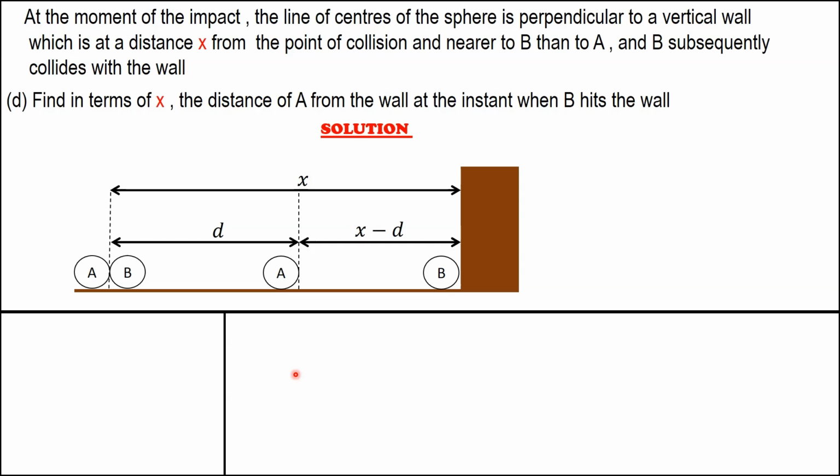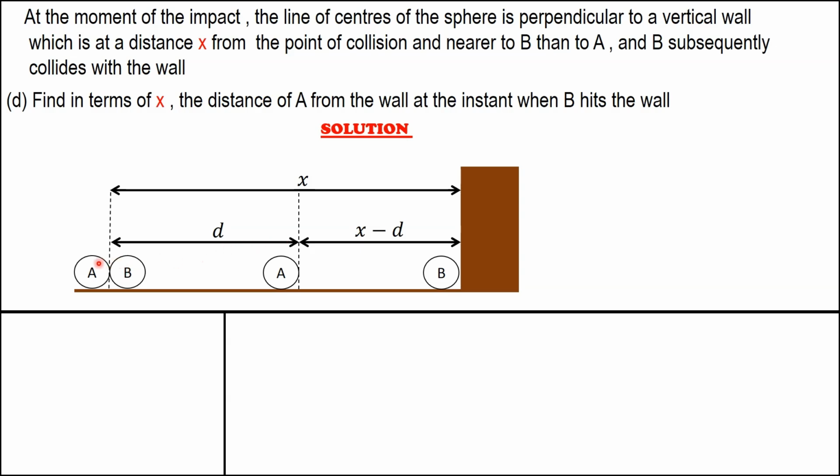And how therefore can we obtain that distance D? Simply, we are going to use the condition. We are going to use the fact that the time taken by sphere B to reach the wall after the collision is actually equal to the time taken by sphere A to cover this distance D.